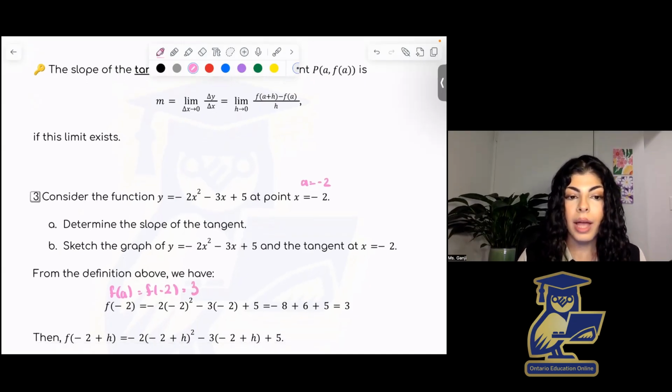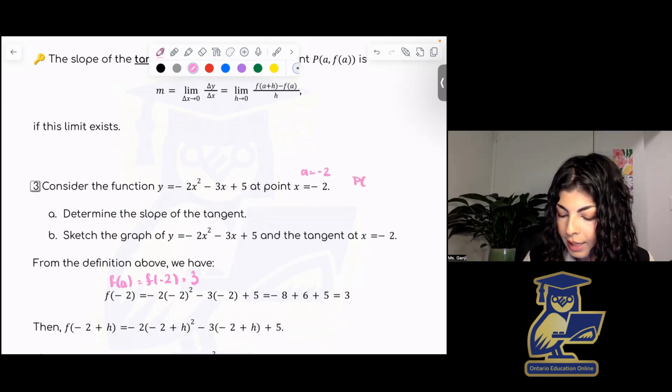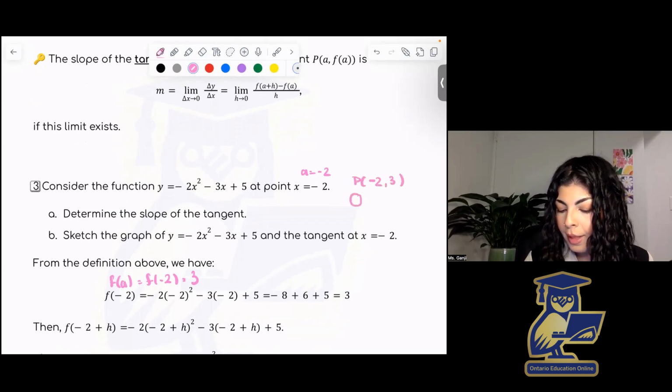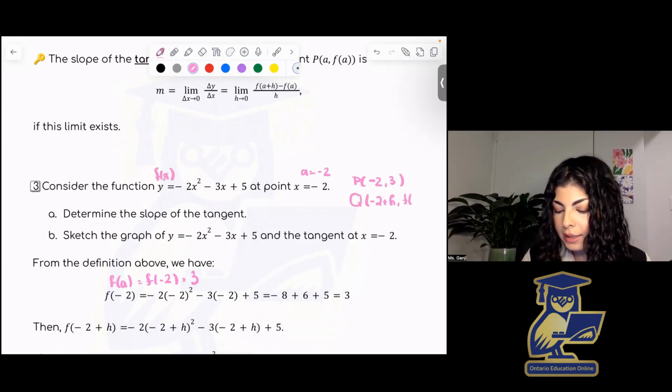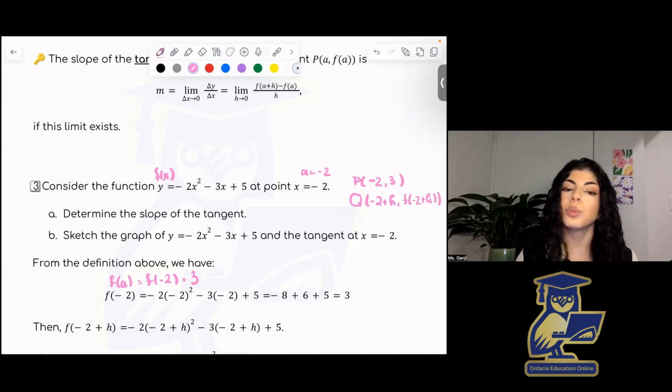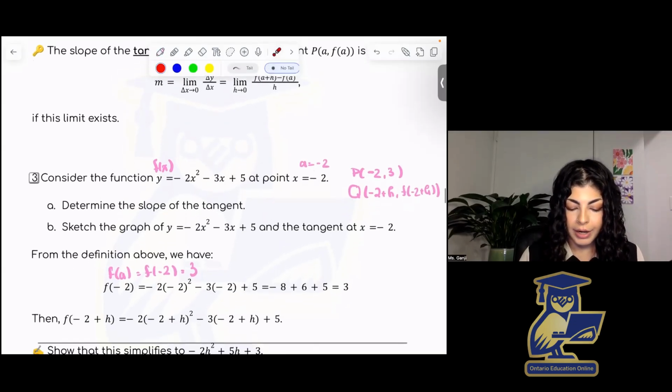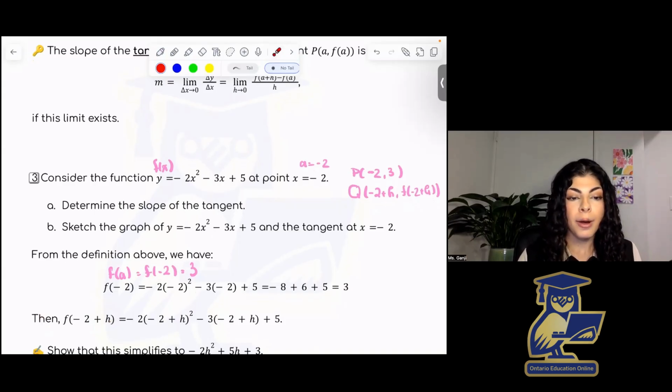Now, considering that a is negative 2, then our point P is negative 2, 3, and Q is negative 2 plus h, and let's say this is function f of x, then this is f of negative 2 plus h, which we'll find through substitution, but I'll show you that shortly. So over here is where we do the substitution. My output of this function for an input of negative 2 plus h is going to give me, and this is just the function, I've copied it down here with the negative 2 plus h input substituted wherever we had x.